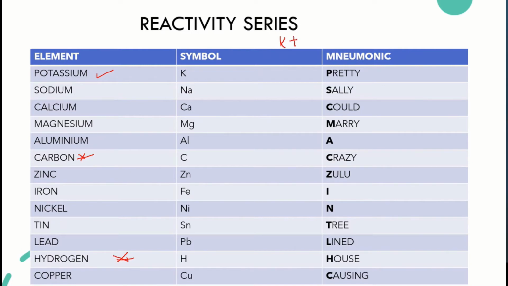plus H2O, then it will form hydrogen gas and some product is formed like KOH here, right? But if an element is below hydrogen like copper, it will not react with water. Even with the dilute HCl, no reaction takes place, whatever elements are below hydrogen.